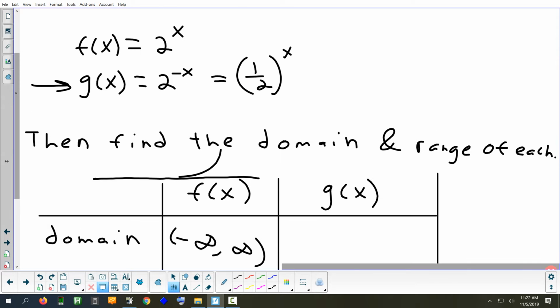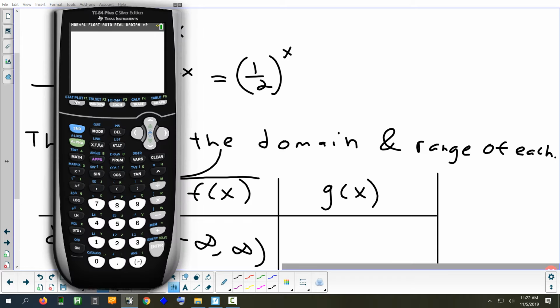Now let's graph 1/2 to the x. Again, after a while, you're just going to kind of know what this looks like. But 1/2 to the x, we can have the curve, the regular one. It's going to be shallower. It's going to be like the leaning tower of Pisa. It's not going to be a straight up line, it's going to be like a crooked line.